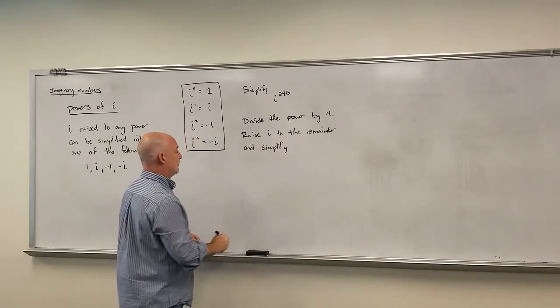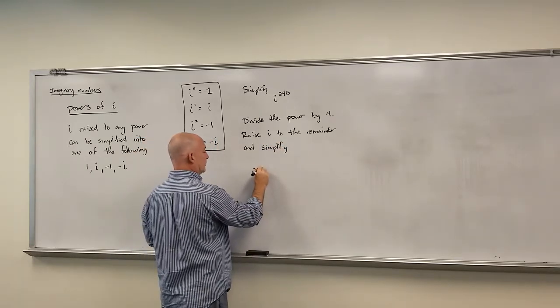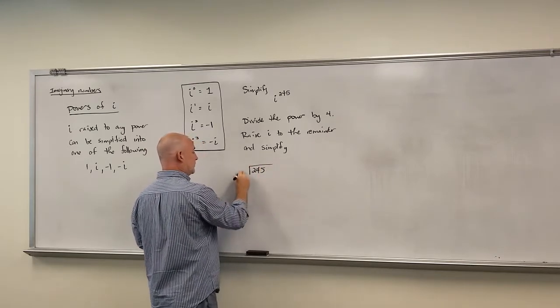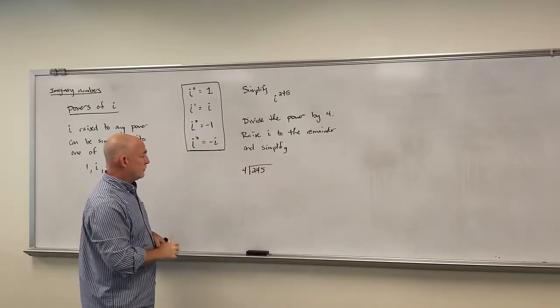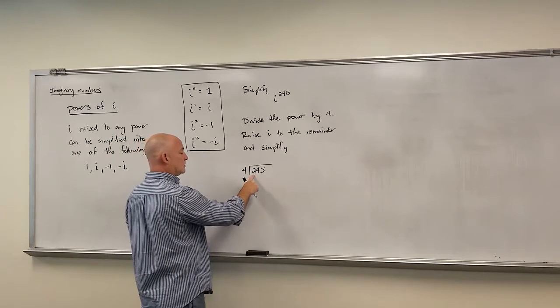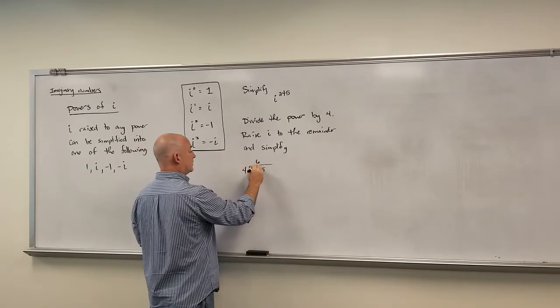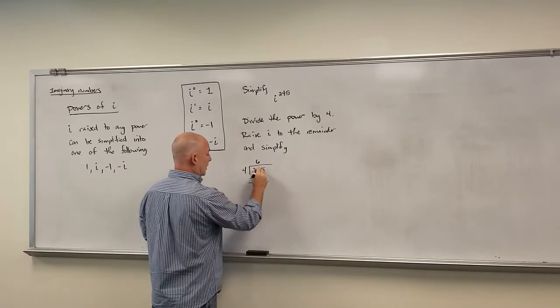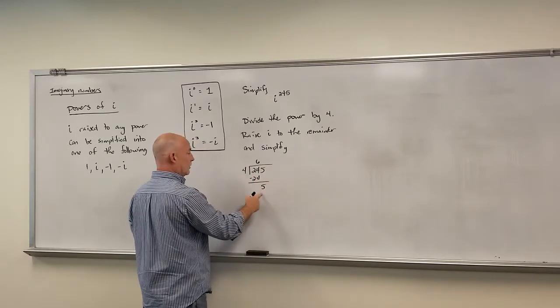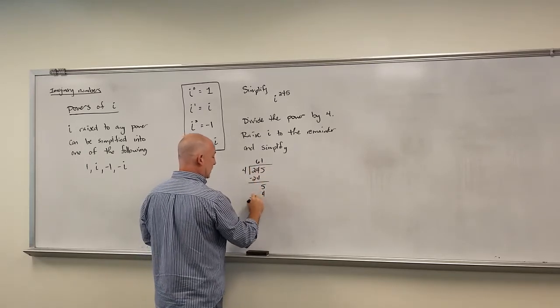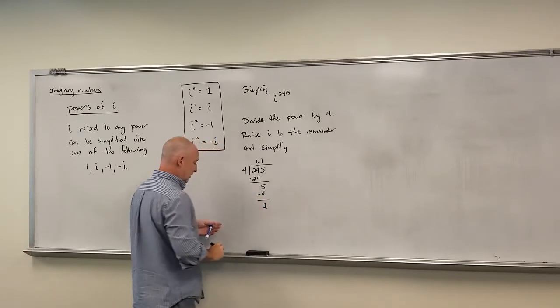Okay, so here's what I mean. Let's start. We do need to do some long division. So let's see, 4 into 245. 4 won't go into 2, 4 goes into 24 six times, that gives us 24. Subtract to get 0, bring down the 5, 4 goes into 5 once, we subtract, and we get a remainder of 1.